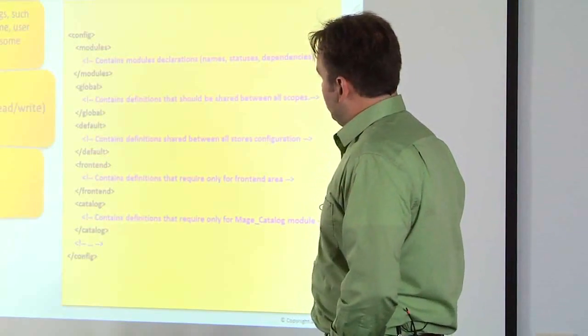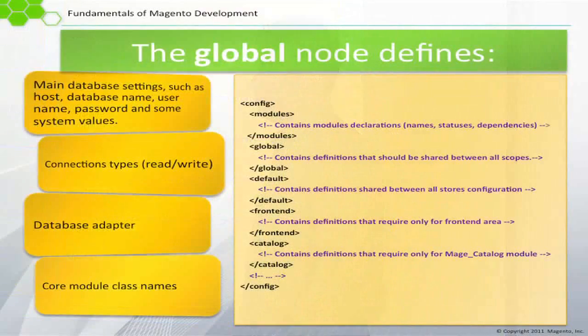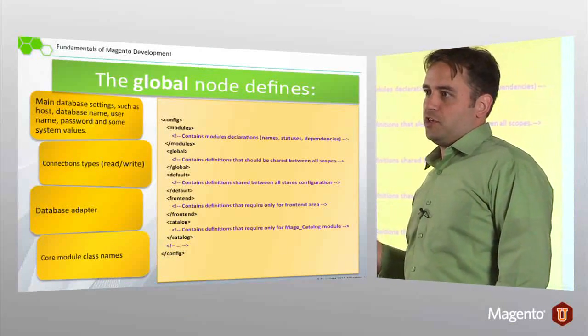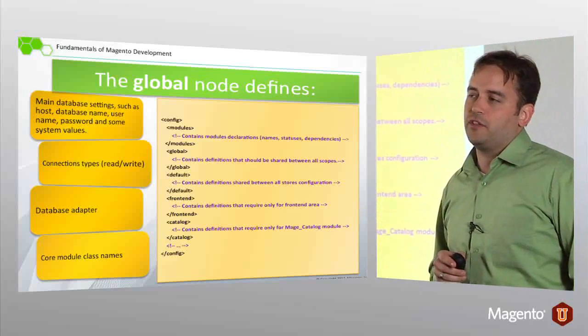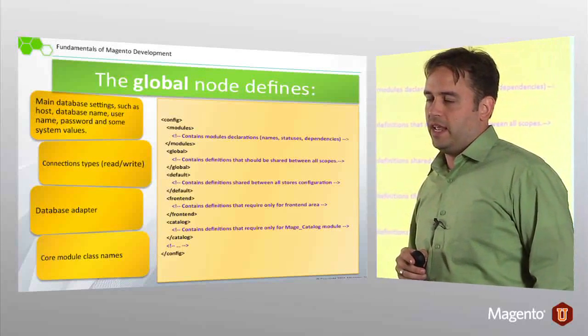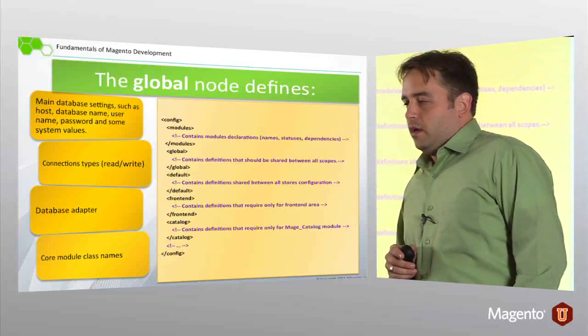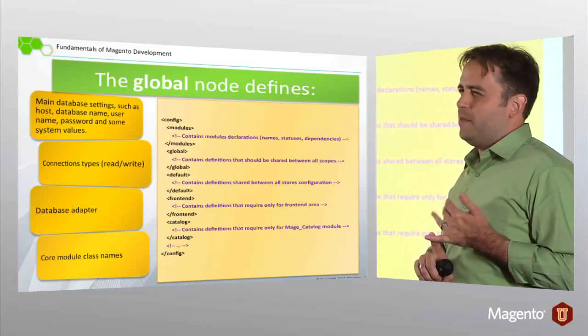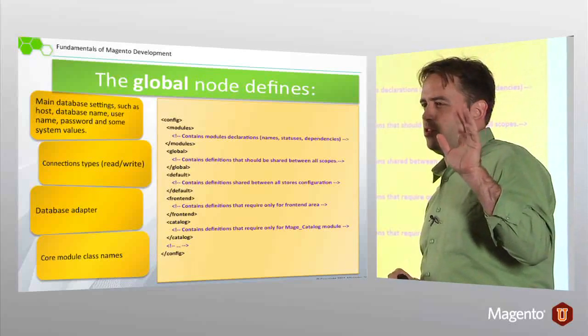So, global node defines obviously really important stuff. And this is why local.xml is read first, and also read last, by the way, app/etc local. But that's actually the one time that Magento writes information to a configuration file. Other than that, it will not touch any configuration file. So when you're running through, how many people have actually installed Magento using the Magento installer?